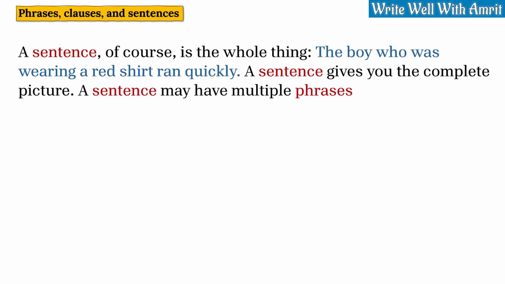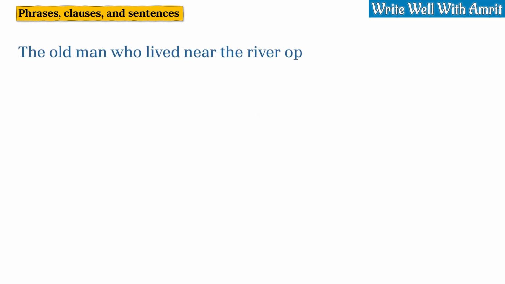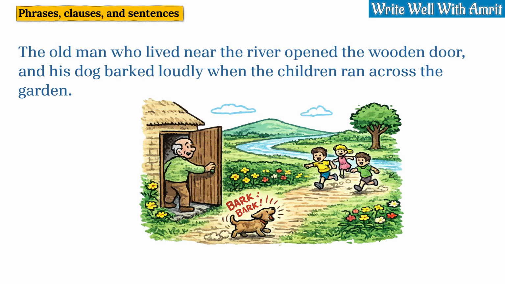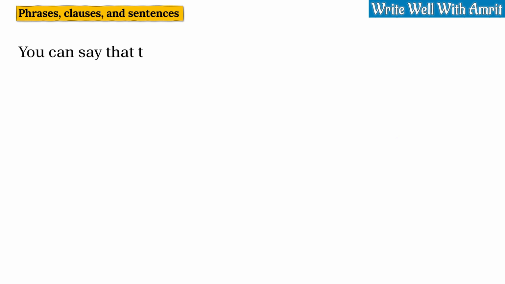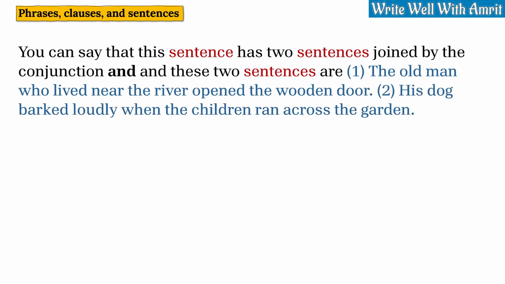The boy who was wearing a red shirt ran quickly. A sentence gives you the complete picture. A sentence may have multiple phrases and multiple clauses. Let's now see a sentence with multiple phrases and multiple clauses and even multiple sentences. The old man who lived near the river opened the wooden door and his dog barked loudly when the children ran across the garden. You can say that this sentence has two sentences joined by the conjunction and. These two sentences are the old man who lived near the river opened the wooden door. His dog barked loudly when the children ran across the garden.